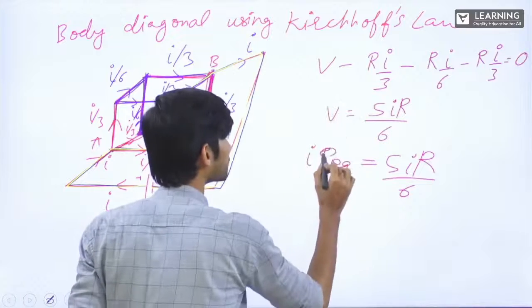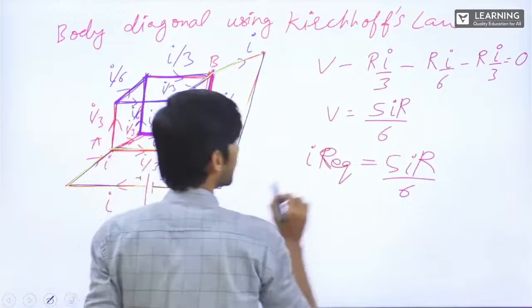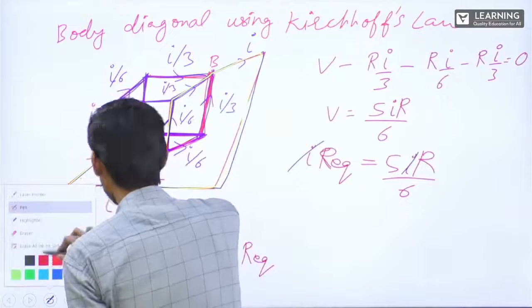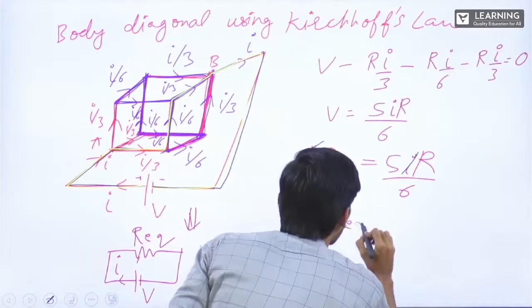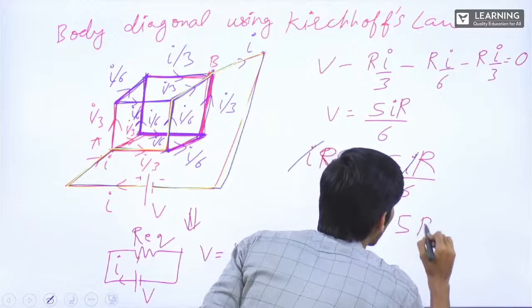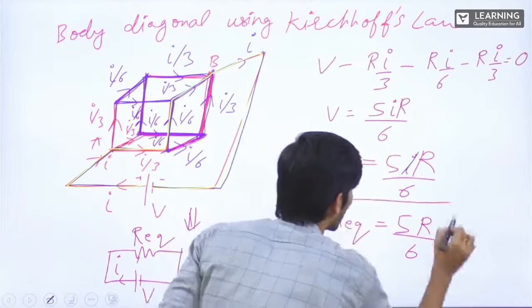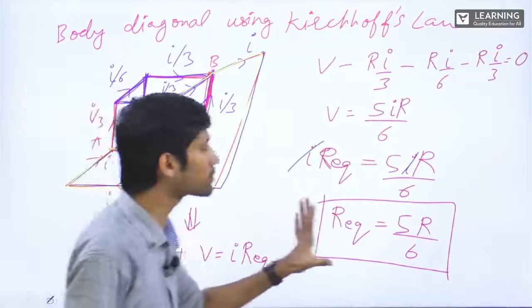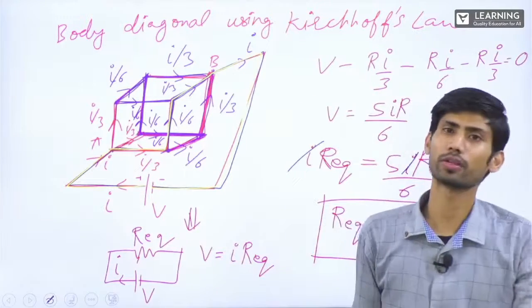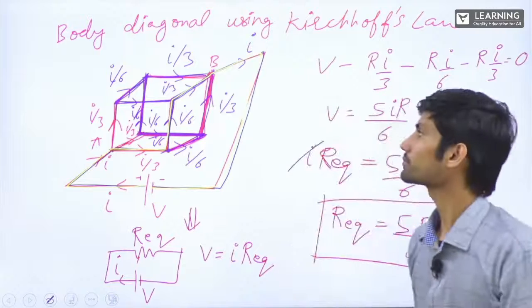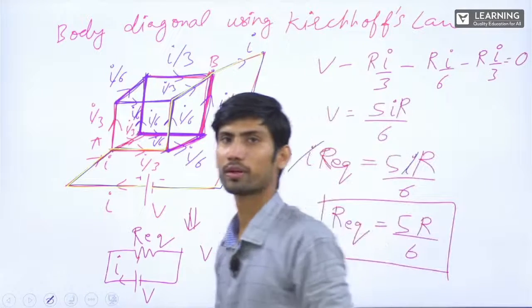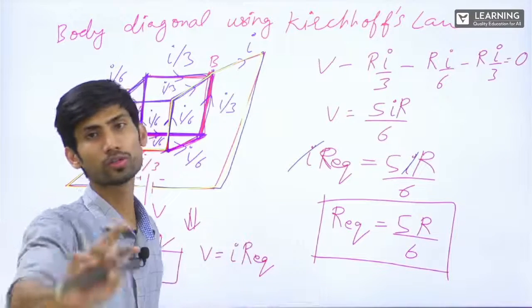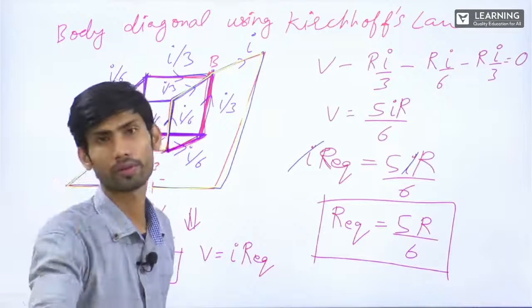Now see, I and I are cancelled. What we are left with is R equivalent is equal to 5R by 6. Clear? So from potential method also we got the same answer. From Kirchhoff's law also we got the same answer. Done.